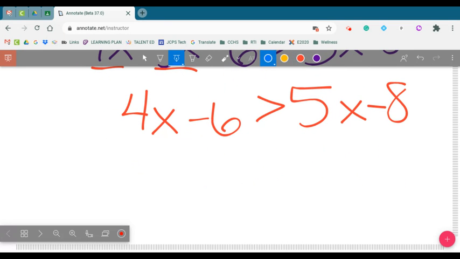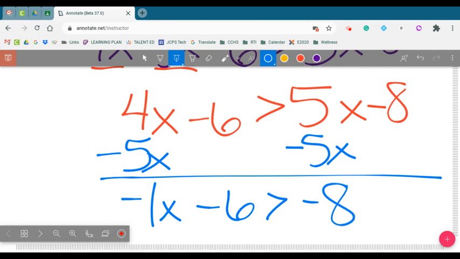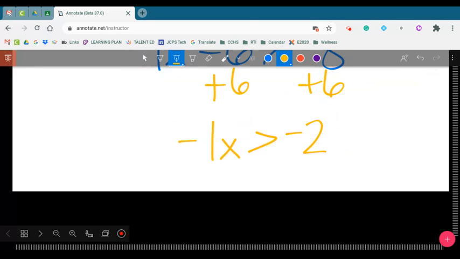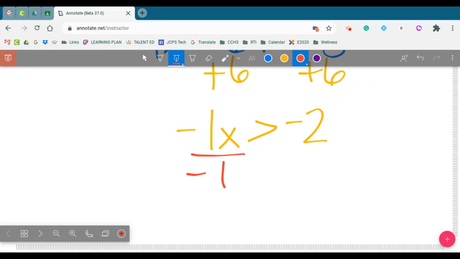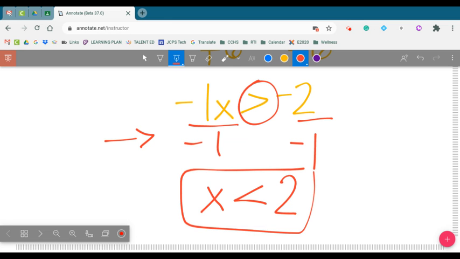Then I'm going to move my 5x over. 4 minus 5 is going to give me a negative 1x. Everything else stays the same. I'm going to add 6 to both sides. I get negative 1x is greater than negative 2. And then my last step is to divide both sides by negative 1. So since I'm dividing both sides by a negative number, my inequality sign is going to flip. And negative 2 divided by negative 1 is going to give you a positive 2.